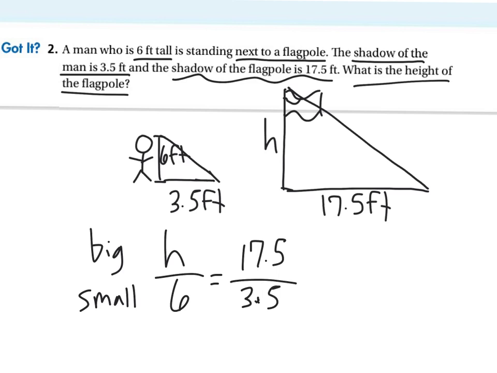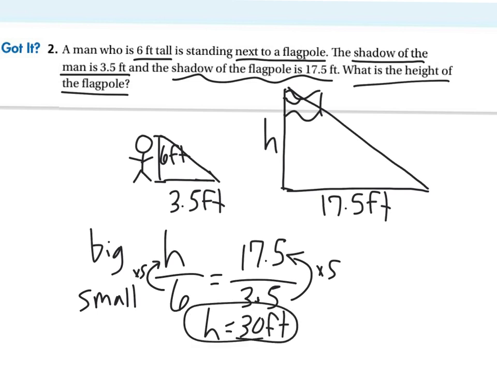And again, we can find a pattern here if you want. So 17.5 divided by 3.5 is 5. So this going towards the variable would be multiplying by 5, and 6 times 5 is 30. So 30 feet. Again, you could also just multiply by 6 on both sides, or you can cross multiply if you want. And like I said, if you somehow can show me otherwise, and it doesn't say you have to write a proportion, then you can get by with that also.